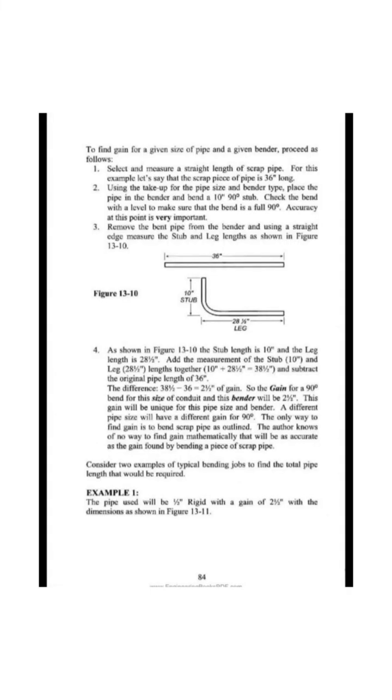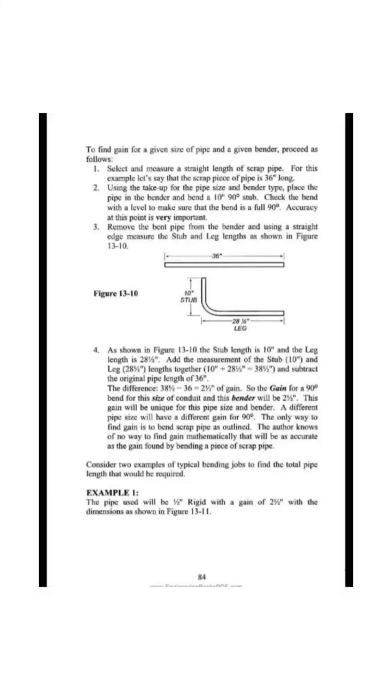This gain will be unique for this pipe size and bender. A different pipe size will have a different gain for 90 degrees. The only way to find gain is to bend scrap pipe as outlined. The author knows of no way to find gain mathematically that will be as accurate as the gain found by bending a piece of scrap pipe.